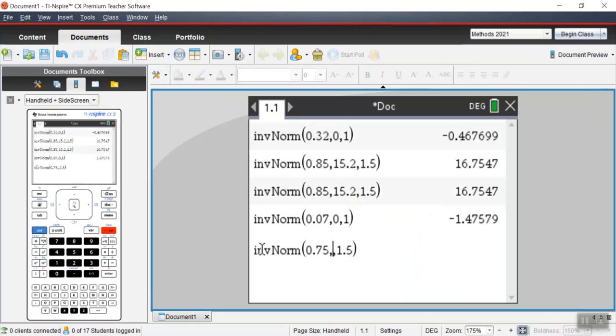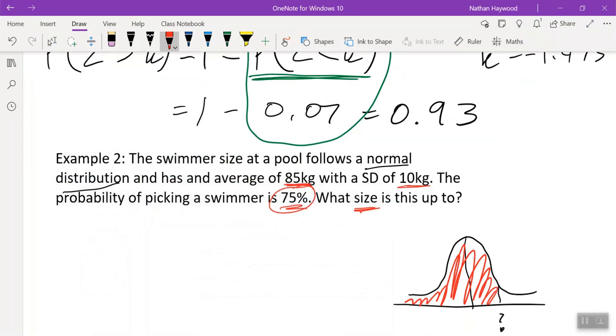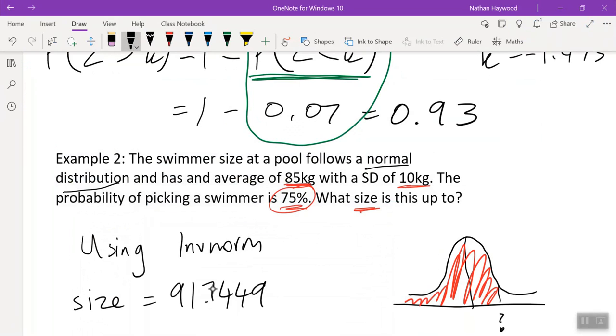Again, using this, but this time what was the mean? 85, and what was the standard deviation? So there you go. The size is approximately 91.7449. So that means there's a 75% chance of picking a swimmer that's up to 91.7449 kilos. So, 3/4 of the swimmers are that weight or less.